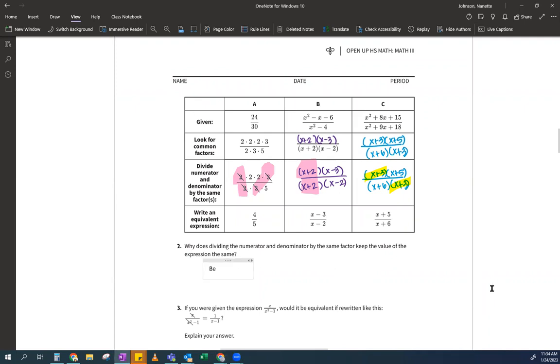Because really, the value of what you divided is 1. And 1 times anything is that anything. So what I'm saying here is, how come this expression here is equivalent to this expression here? This is like a $20 bill. This is like 2 $10 bills, right? Why do they maintain the same value when you divide? Because you're really just factoring out 1. That's really what you're doing.